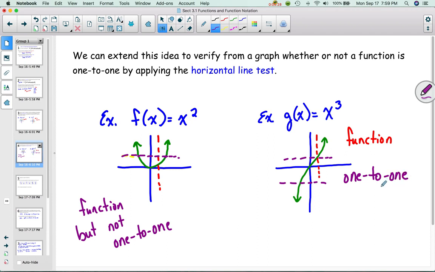Now, if it's not a function, it doesn't make sense to talk about whether or not it's one-to-one. So you'd want to identify that it was a function, and then you can talk about whether or not it's a one-to-one function.